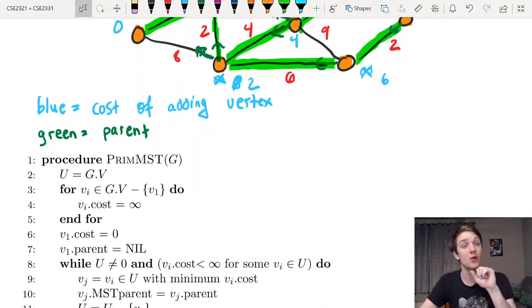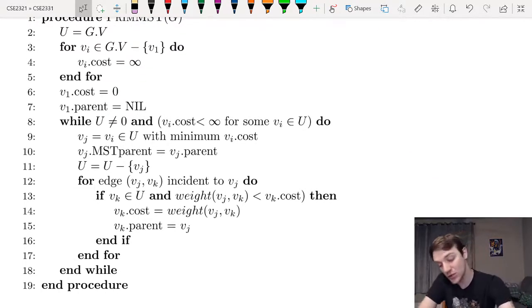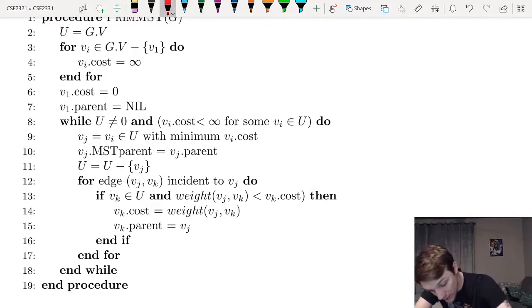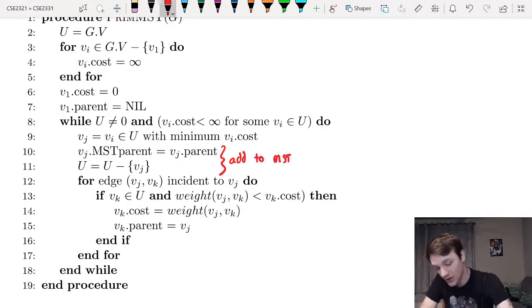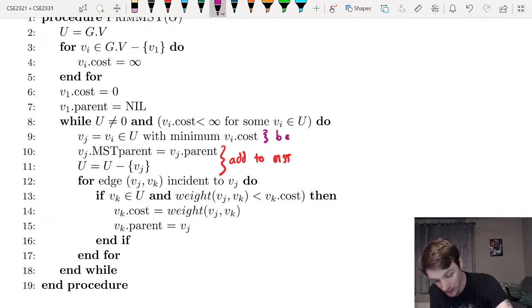The green lines, the green arrows, correspond to the parent. The green highlighted lines correspond to MST parent. So we add it to the graph. So this part here, add it to the tree. This is add to MST. And this line up here, undo, is make the greedy choice. Be greedy.